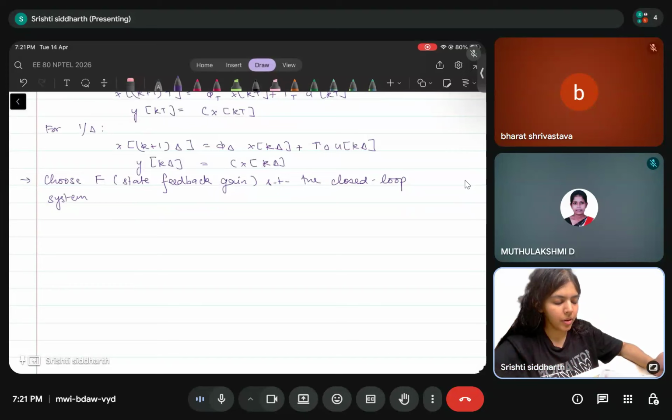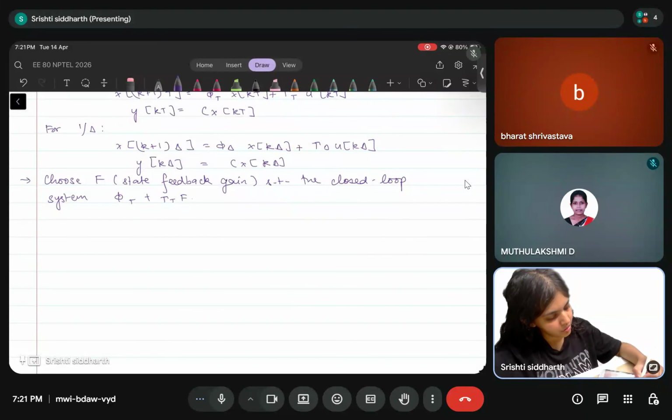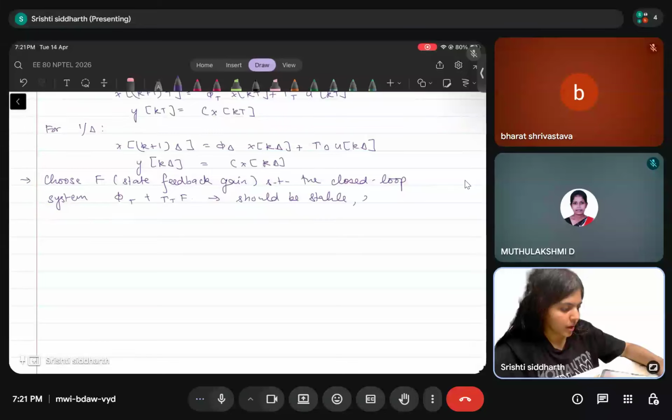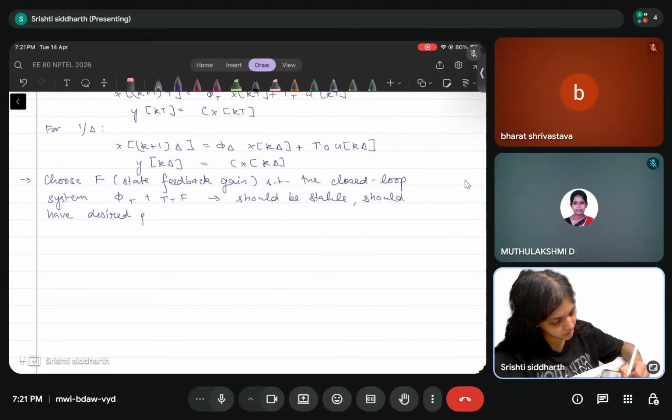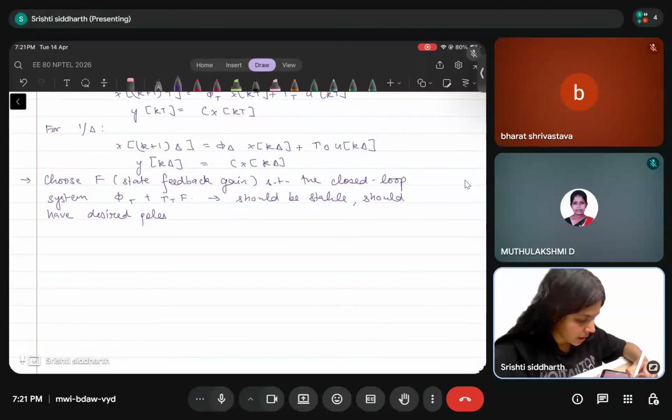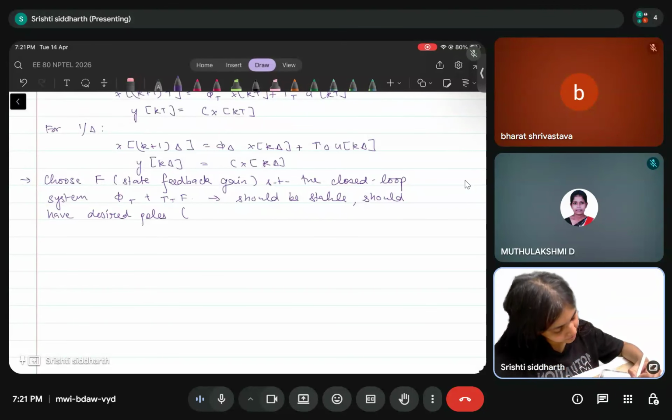So this is state feedback. We did output feedback in the periodic controller. In this we have state feedback. This is phi T plus gamma T F. The closed loop system should be stable and should have desired eigenvalues. And what's the restriction? There should be no pole at the origin.